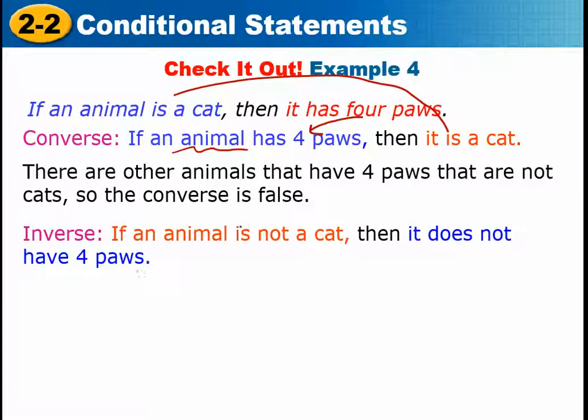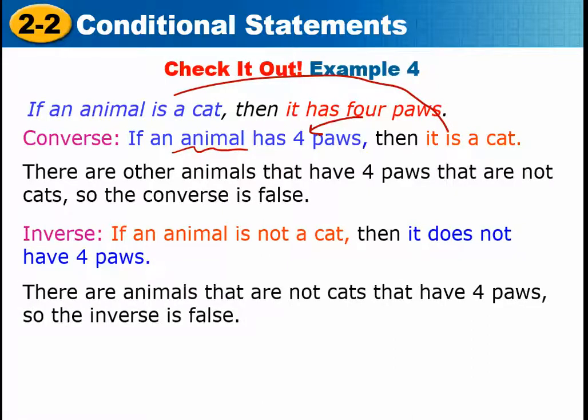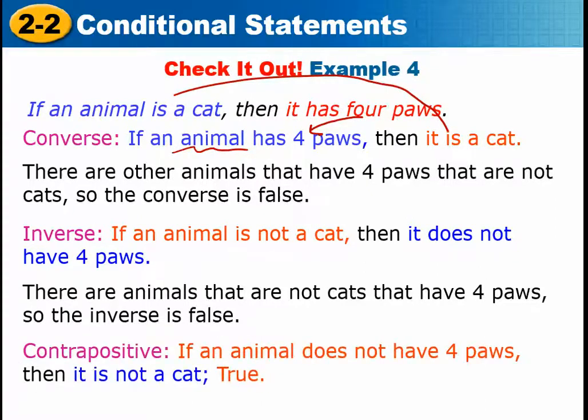There's animals that are not cats that do have 4 paws. So this is false. And again, you could do a counterexample, pick an animal. I'll pick dog again, or pick mouse. And then the contrapositive is you switch the order of the conclusion and the hypothesis, and then you put the word not in there. If an animal does not have 4 paws, then it is not a cat.